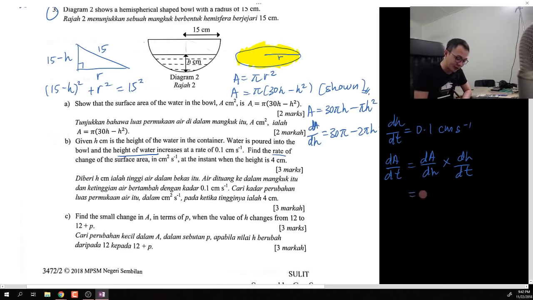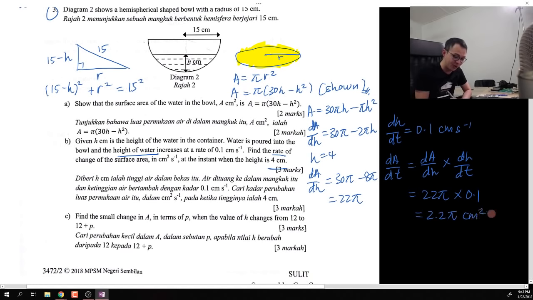Then I will substitute my h value. When h equals 4, my dA dh over here will be 30 pi minus 8 pi, so it will be 22 pi. This one is times 0.1, so it should be 2.2 pi. If you want to write the unit, it will be cm squared per minute. Alright, this is how we do this kind of question.